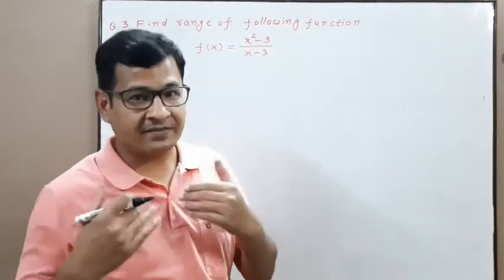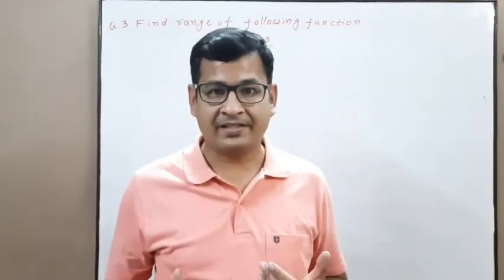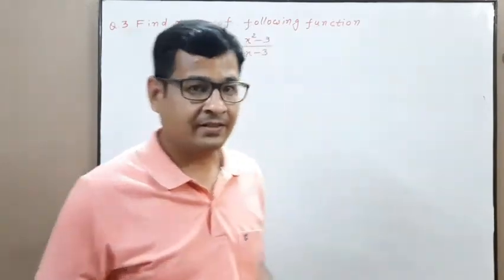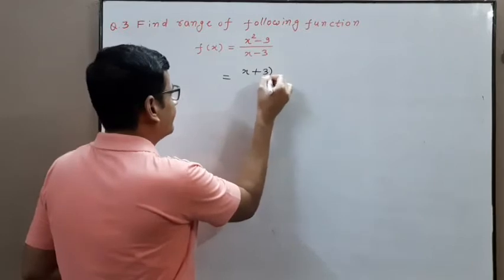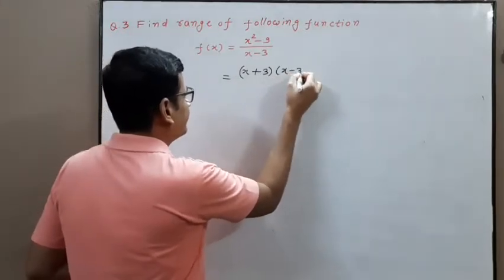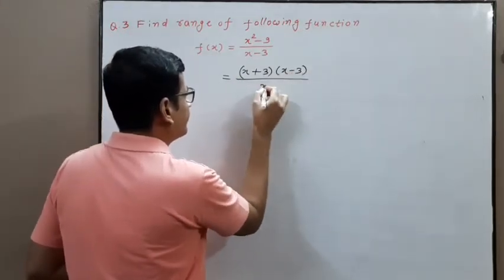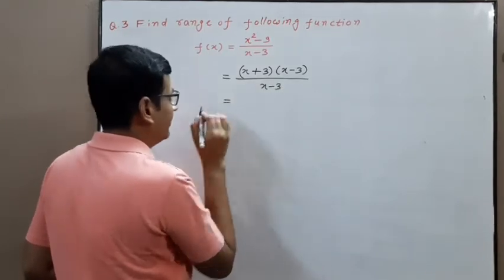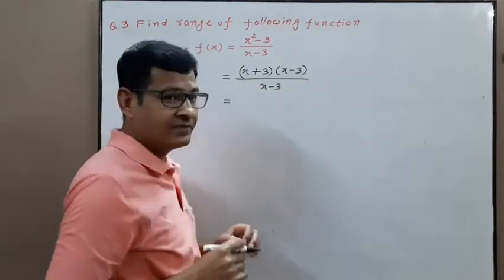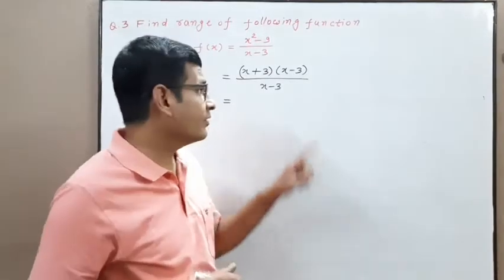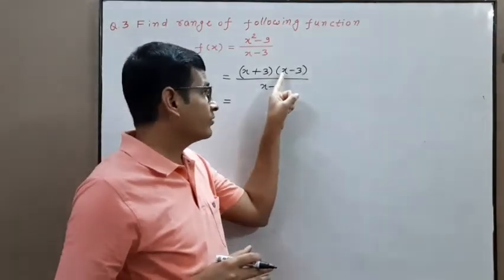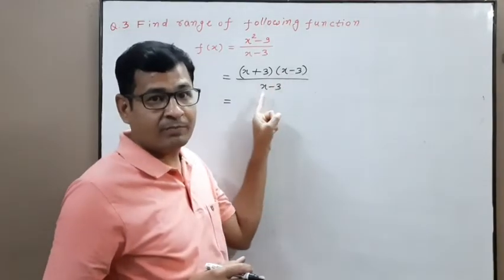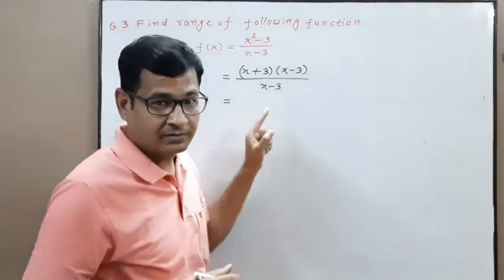Whenever any function is given and we have to find domain and range, first simplify. So simplify this. (x plus 3) into (x minus 3) upon (x minus 3). In maths we can get only numbers. We don't know the value of x minus 3. If x equal to 3, then we get 3 minus 3, 0 upon 0. So we can't cancel 0.